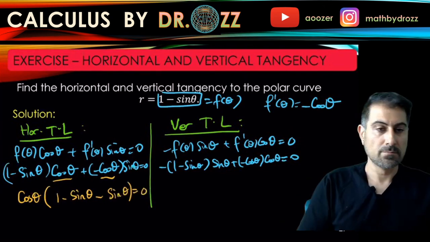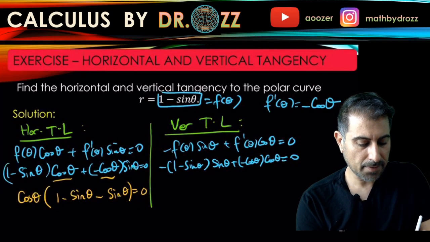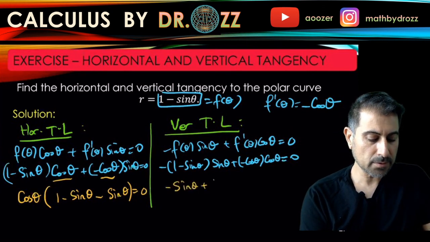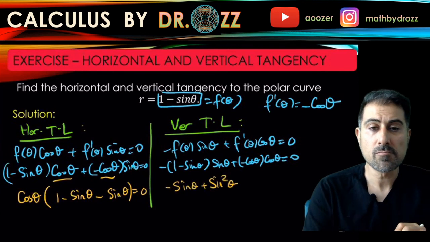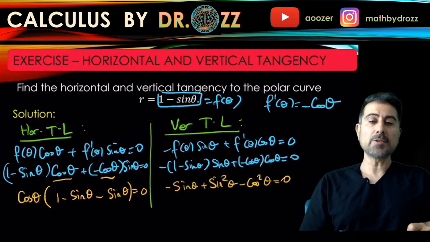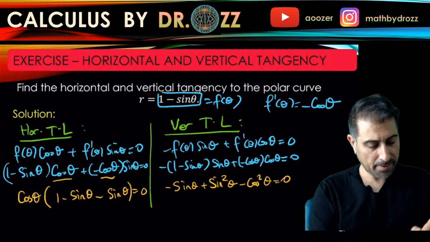Okay? All right, let's simplify this one. So it's minus sine theta plus sine squared theta minus cosine squared theta equals 0. And at this moment, I want to write everything in terms of sine, so I'm going to replace cosine squared by 1 minus sine squared from the Pythagorean theorem.